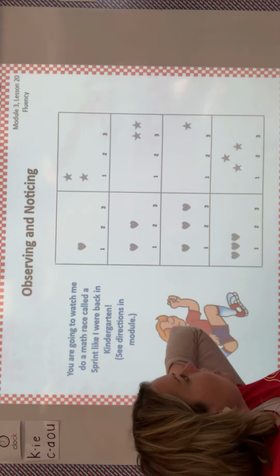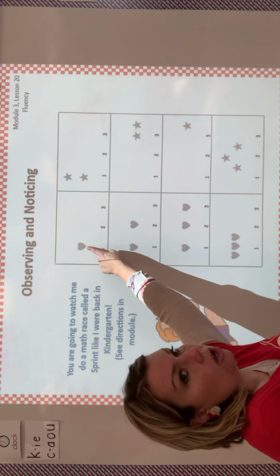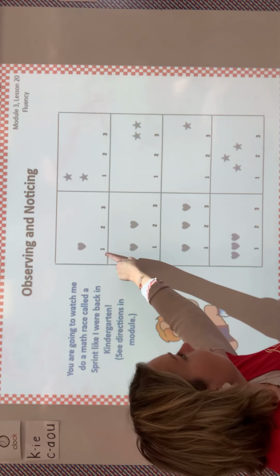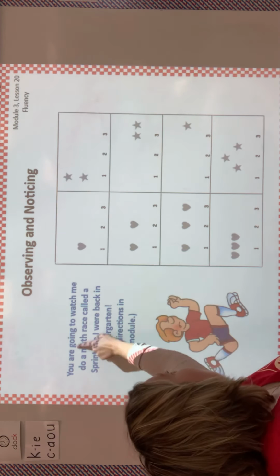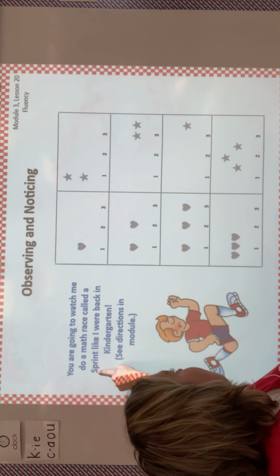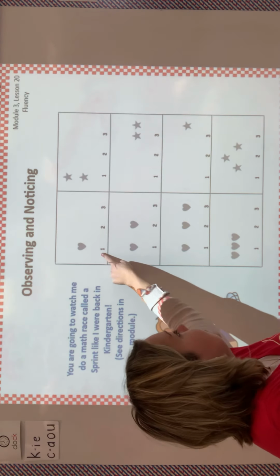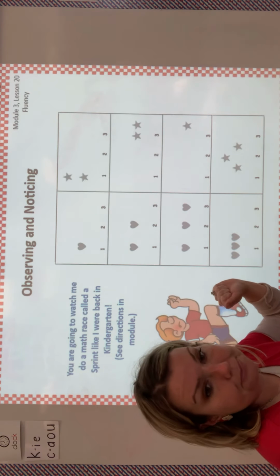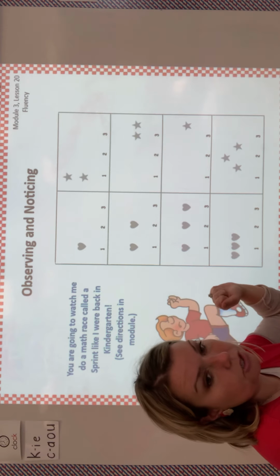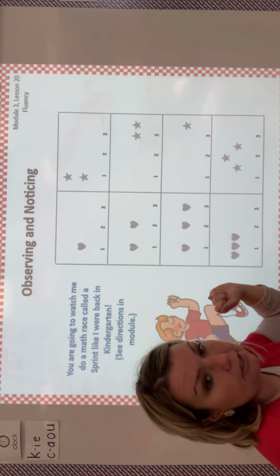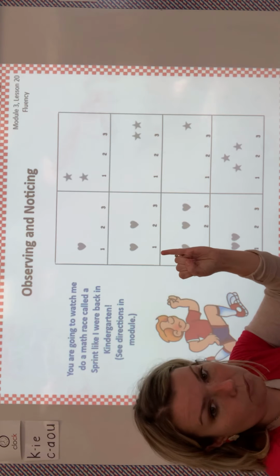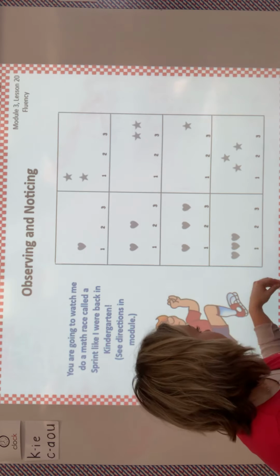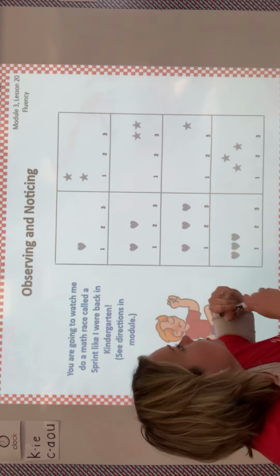So I have 1 heart up here. And I need to circle the number that matches the heart. So what number am I going to circle? I need to circle the number that matches the heart. Show me on your fingers. Am I going to circle 1, 2, or 3? Show me on your fingers. 1. I'm going to circle the 1.